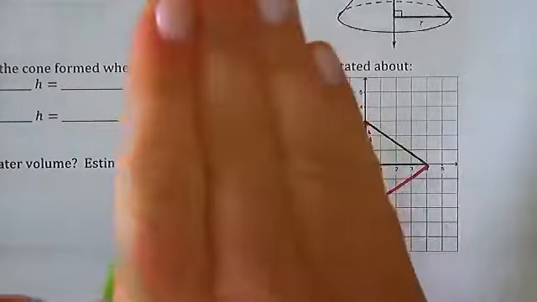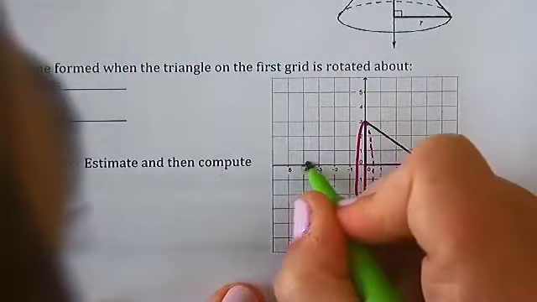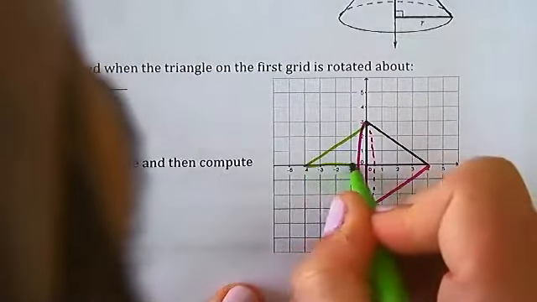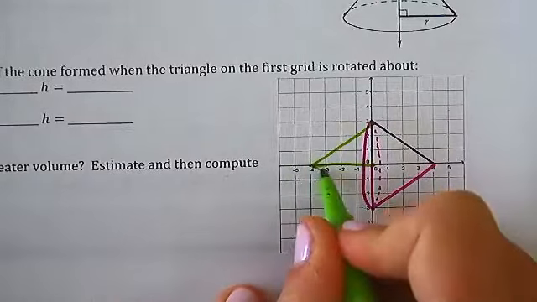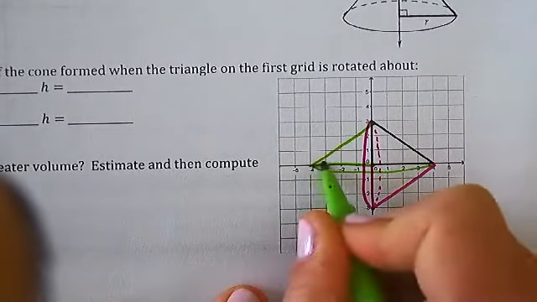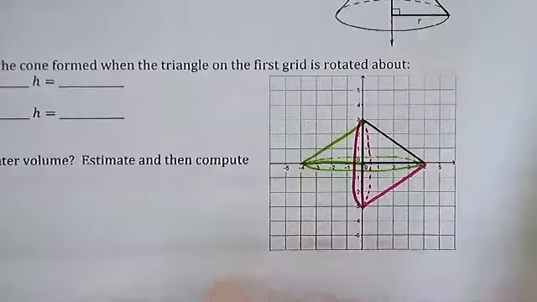And then we can also spin this guy around the y-axis. So first I'm going to reflect it. And then I'm going to spin it. So this guy looks like that. Okay.